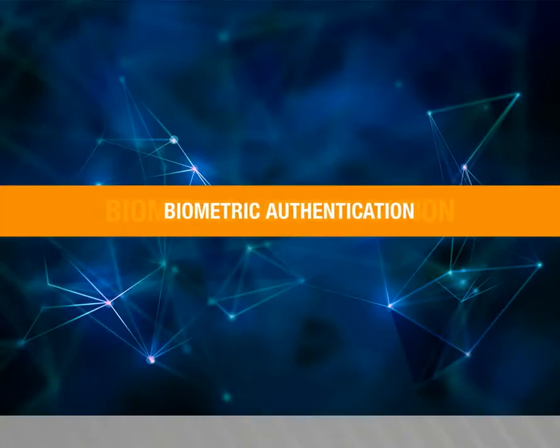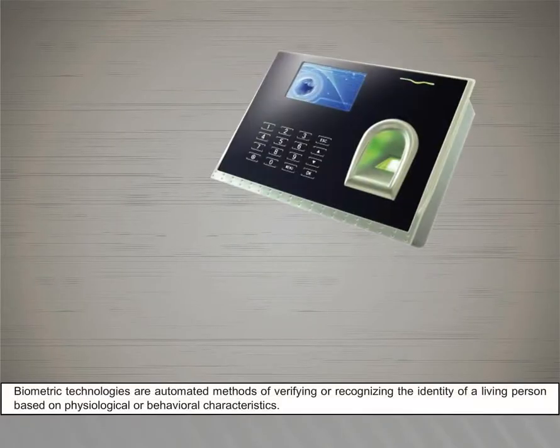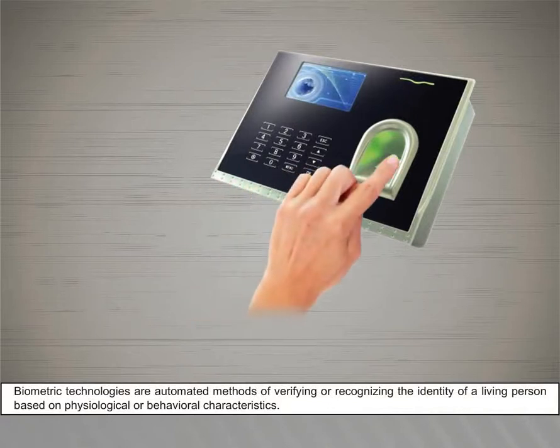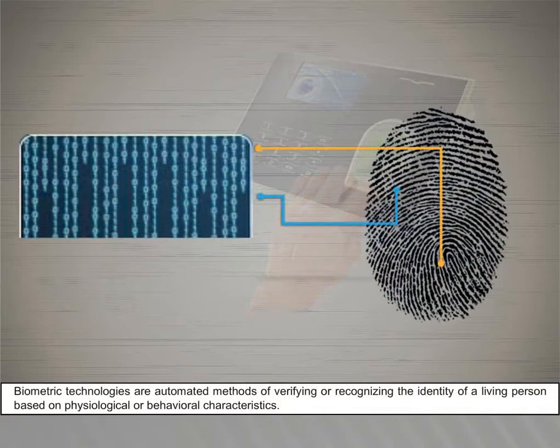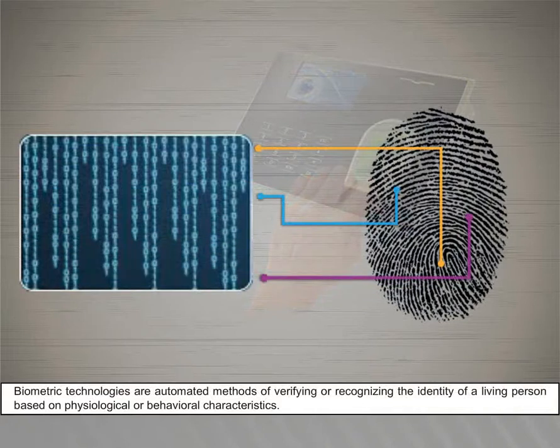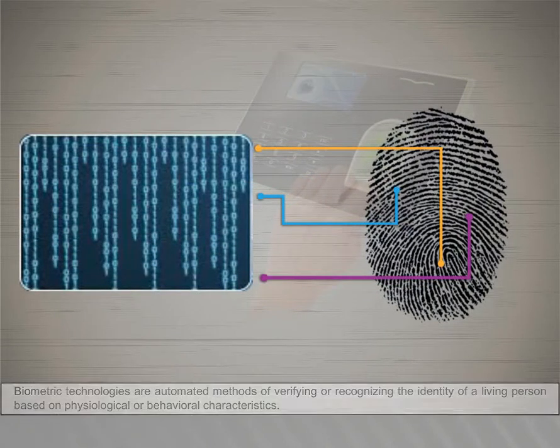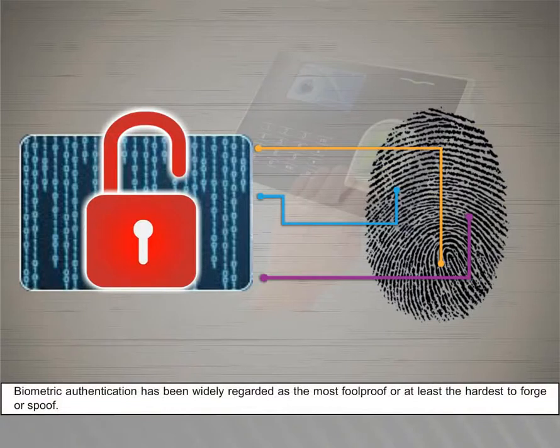Biometric authentication. In this video, we are going to learn about biometric authentication. Biometric technologies are automated methods of verifying or recognizing the identity of a living person based on physiological or behavioral characteristics. Biometric authentication has been widely regarded as the most foolproof, or at least the hardest to forge or spoof.